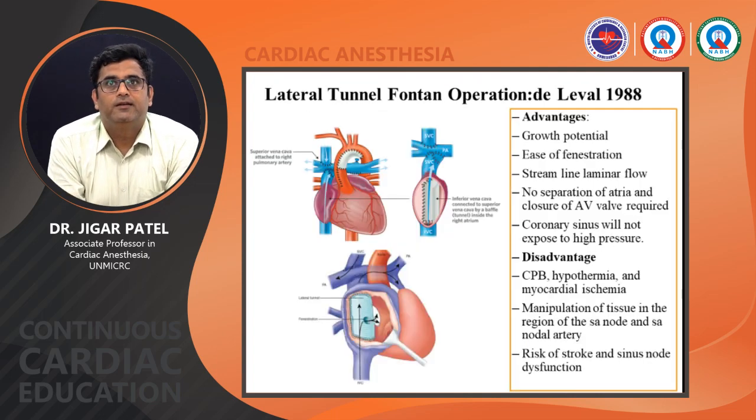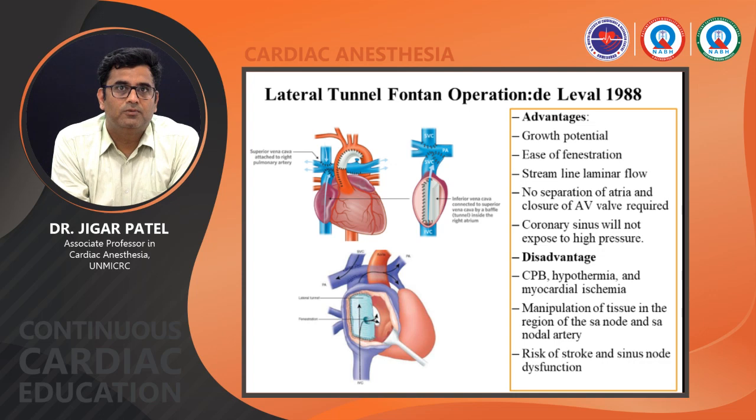The second technique is the lateral tunnel Fontan. It was done by de Leval in 1988. Here the IVC is anastomosed to the PA through the creation of a baffle inside the RA, and a simultaneous fenestration is also done. So it is a continuation of the hemi-Fontan procedure, and the advantage is that it has growth potential because part of the right atrium is used, so it will grow, and you can easily do fenestration in this surgery.